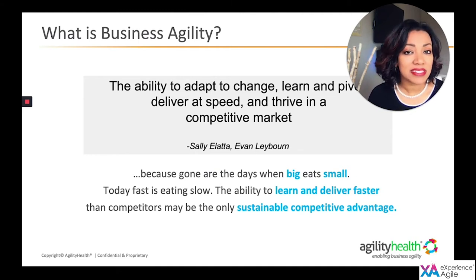Business agility is the ability to adapt to change, learn and pivot, deliver at speed, and thrive in a competitive market. Because gone are the days where large companies can eat small. Today, small companies that are fast can eat the slow. So today, your ability to outlearn your competition is your main competitive advantage.